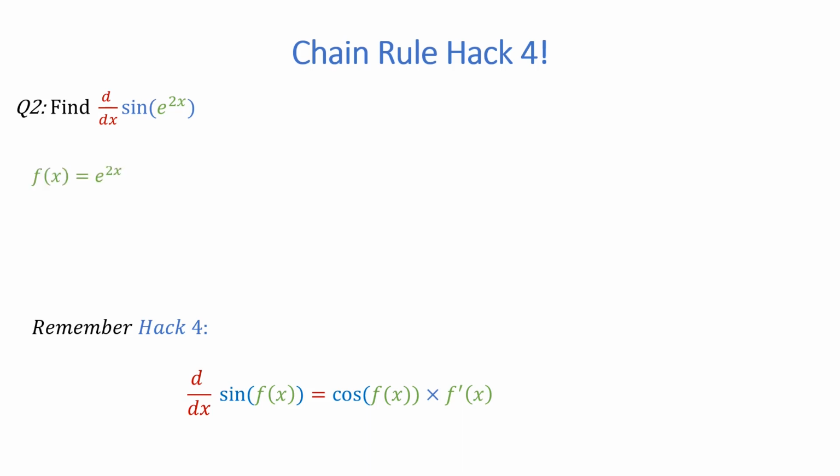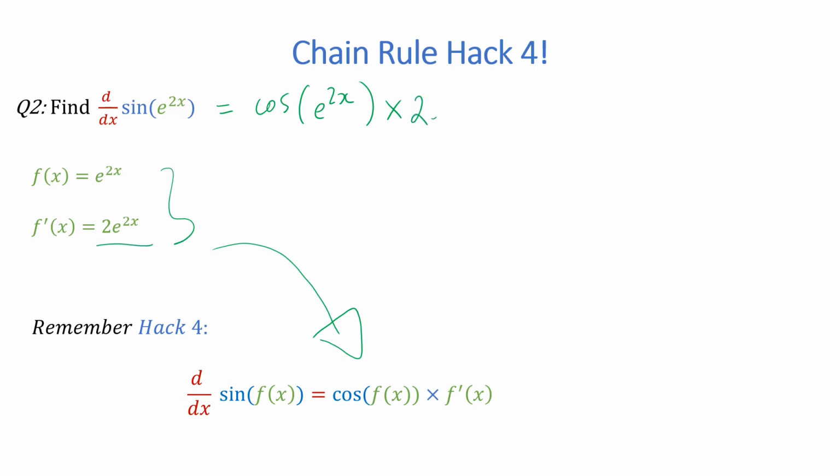So in this question, our f of x is e to the power of 2x, and its derivative using our hack 2 is going to be 2e to the 2x. And then we just put this information into this equation. So that's going to be cos of f of x, which is e to the power of 2x, times f dash x, which is 2e to the 2x. And then simplifying this, we're going to have 2e to the 2x times cos of e to the 2x. And that's it.